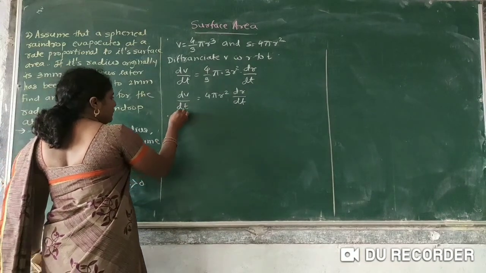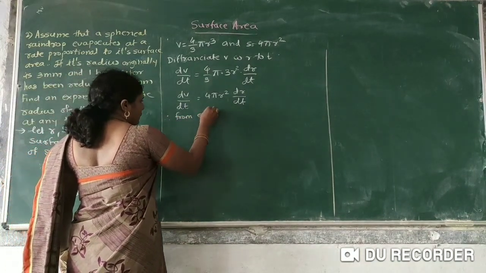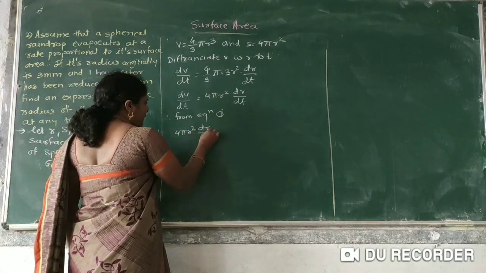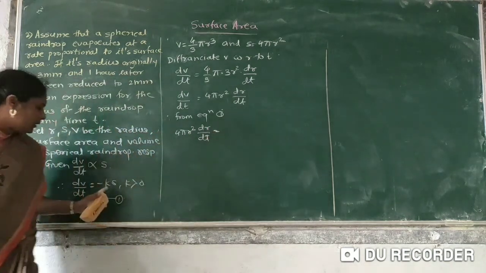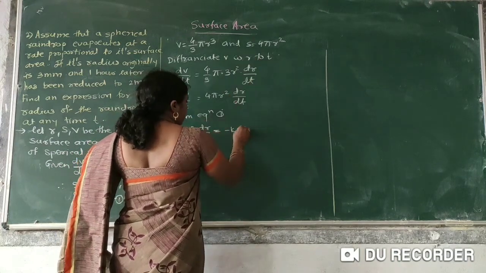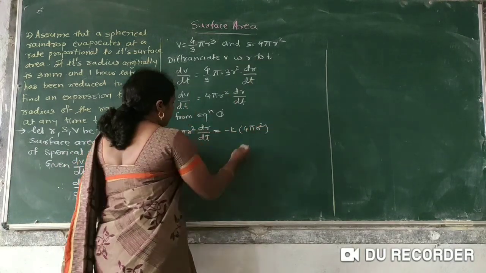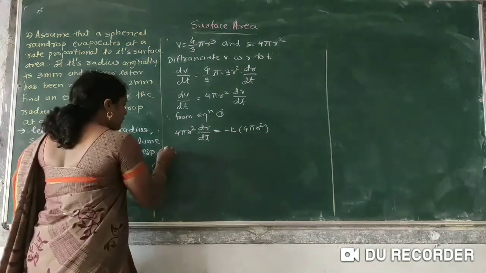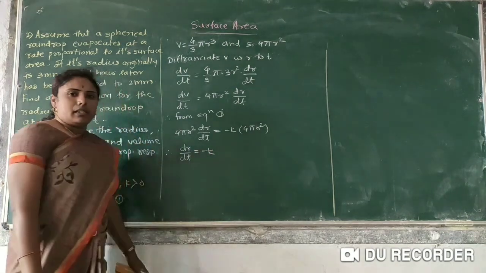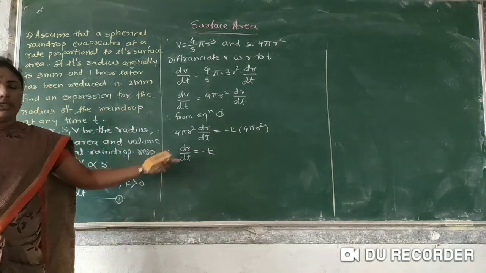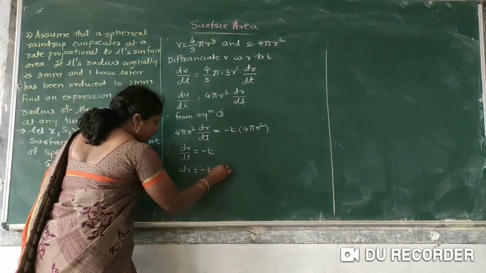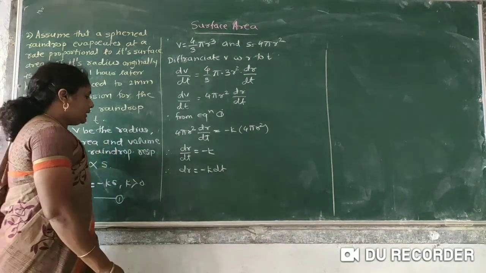Put these values in equation 1. Therefore from equation 1 we get 4 pi r squared dr/dt = -k into S, which is 4 pi r squared. The 4 pi r squared gets cancelled. We get dr/dt = -k. This is the differential equation. It is in variable separable form, we get dr = -k dt. Then integrate.